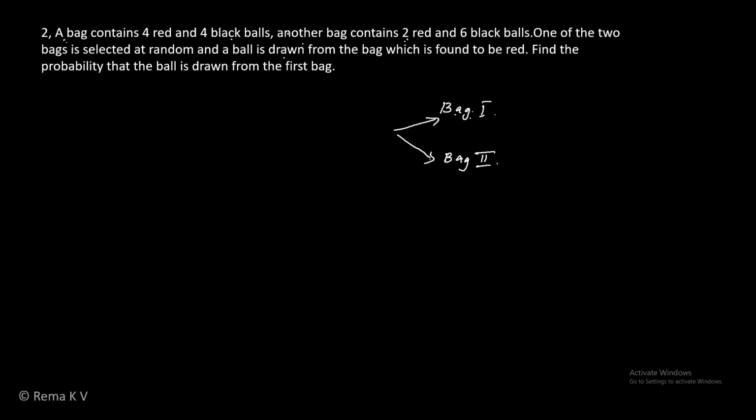We are not concerned about the red balls or black balls inside it. Two bags are given to you and out of that you have to choose one. So it is 1 by 2. See now, choosing bag 1 is to be the first event and choosing bag 2 is the second event. Is this clear?